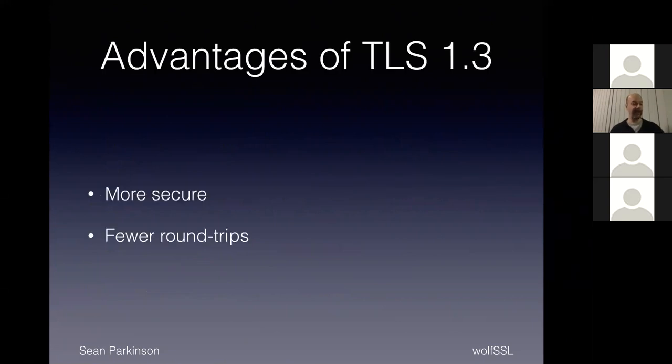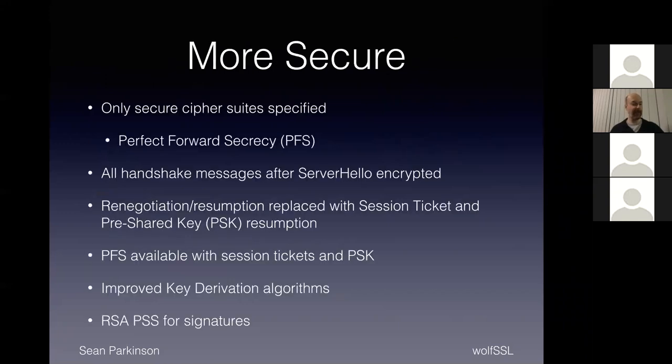There are two major reasons, two major advantages. 1.3 is more secure, and it has fewer round trips in the handshake, which means it is faster in negotiation. So let's start with security. Only secure ciphers have been included in the standard. This is actually a little misleading, and I'll get back to that later in the slides.